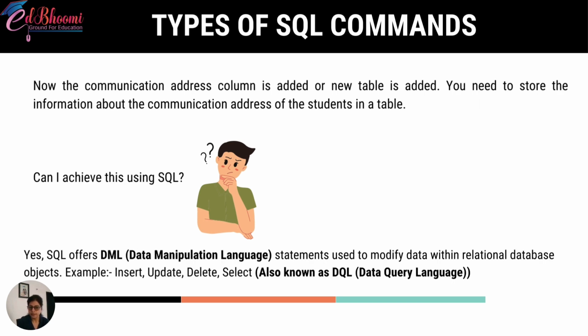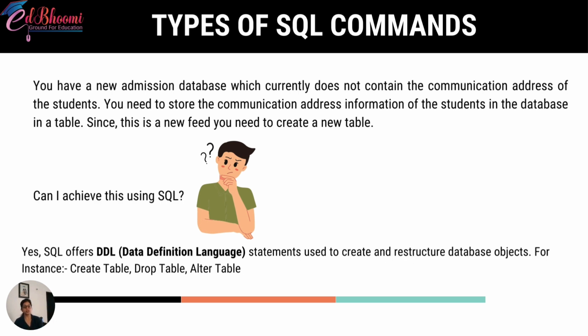Another use case is now the communication address column is added or a new table is added. You need to store the information about the communication address of the students in a table. Now, in the previous DDL command, what you had done was just add a new column named communication address, but you were not able to enter the relevant data into the cells of every student.